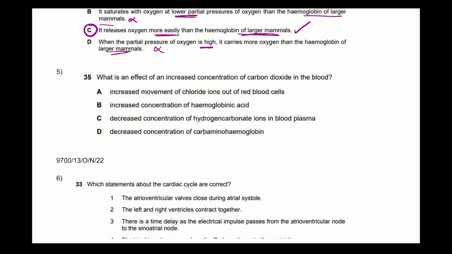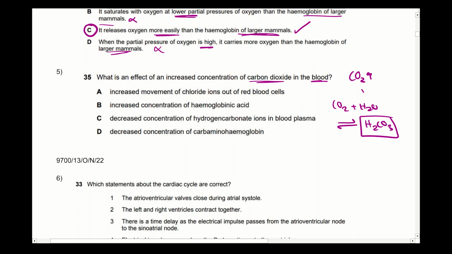Question number 5. What is an effect of an increased concentration of carbon dioxide in the blood? So, as we all know, when carbon dioxide increases, in the red blood cell there's an enzyme called carbonic anhydrase. The carbon dioxide combines with water, and then, in a reversible reaction, carbonic acid forms by the action of the enzyme carbonic anhydrase. Now, this carbonic acid dissociates into hydrogen ions and bicarbonate ions. The bicarbonate leaves to the plasma to be carried. Therefore, carbon dioxide is indirectly carried in the plasma.